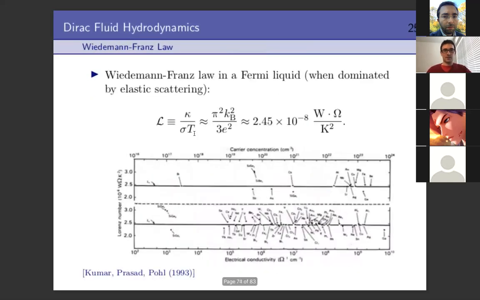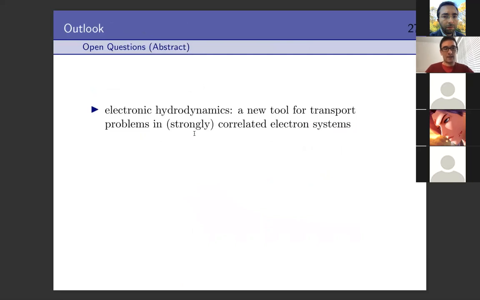Okay, let me just skip my last few comments and just quickly summarize. So I think at least one reason to care about electron fluids is that it gives us a new framework for thinking about transport and dynamics in correlated systems. And it's one of the few tools that we really have for very strongly correlated systems. It's worth really understanding as much as we can about it.